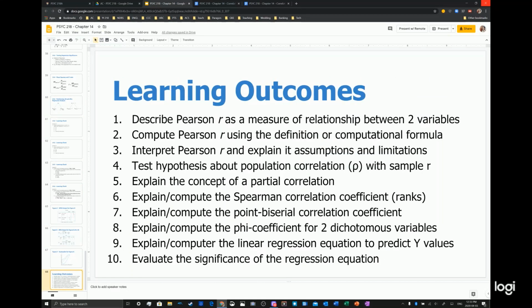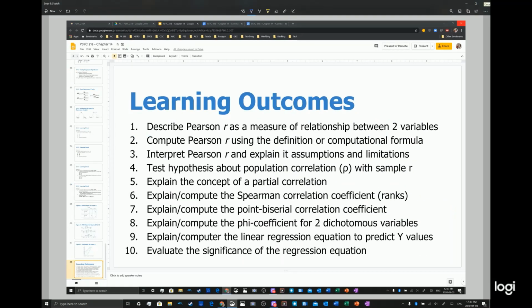So for this whole lecture, for chapter 14, we have covered all 10 learning outcomes. We have described the Pearson R as a measure of relationship between two variables. We have computed your Pearson R using both formulas, definition and computational. We'll focus on the computational formula. We have interpreted Pearson R and explained its assumptions and limitations. We have tested the hypothesis of a population correlation. Here's rho, the Greek letter rho, not eta. And we do this with our sample R.